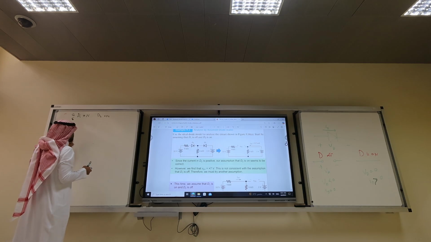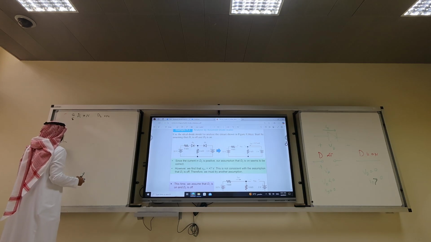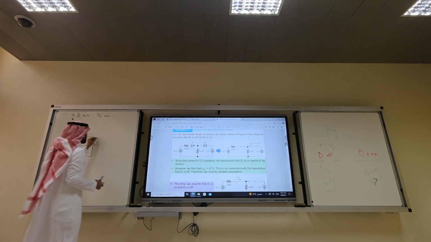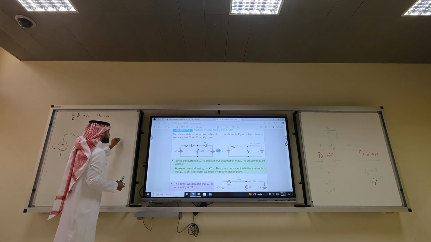Step number 2, analysis. Let's do the analysis. 10, 4, replace it with short circuit, right? Yes. 6, replace it with open circuit, right? Yes.